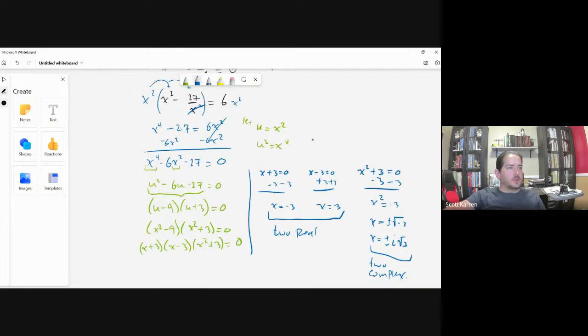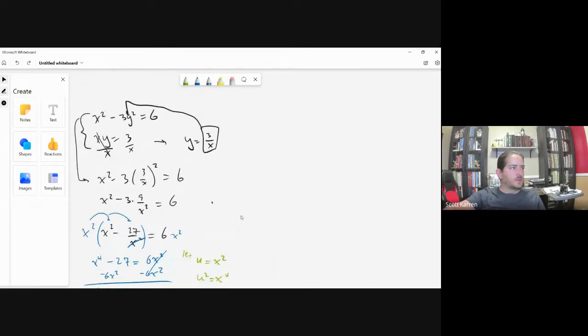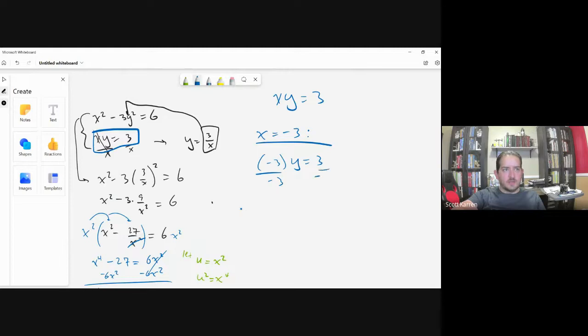So what I'm going to do is take those values and plug them into this original equation right here, x times y equals 3. I'm just going to plug my x values into here. The first one, let's say, is x equal to -3. That gives me -3 times y equals 3. And if I divide each side by -3, I get y equals -1. Giving me the point x is -3, y is -1. That is one of my solutions.